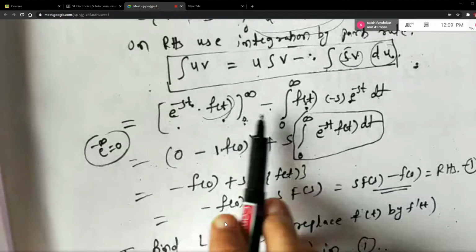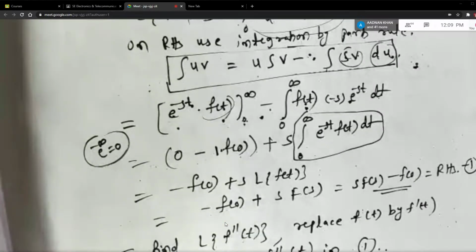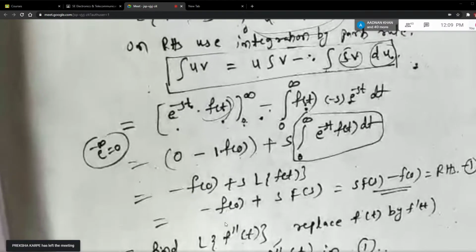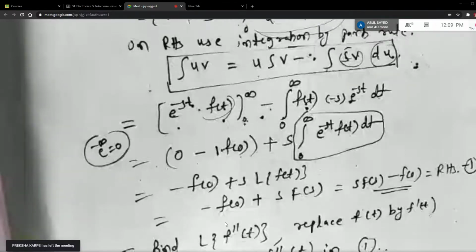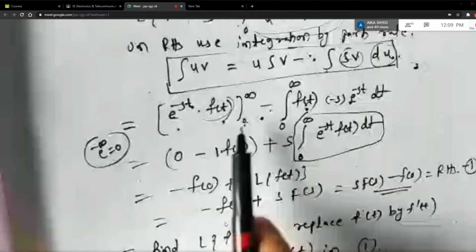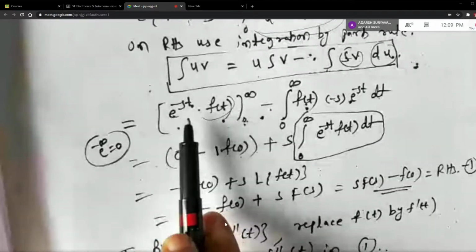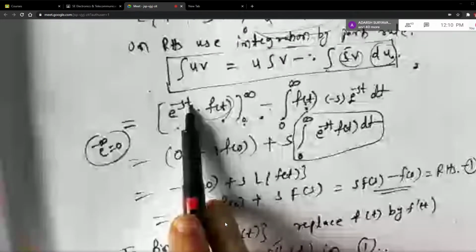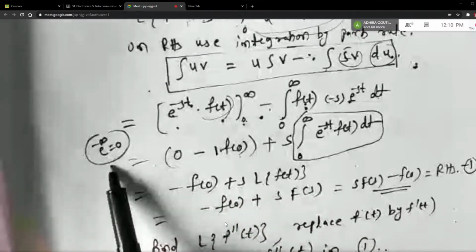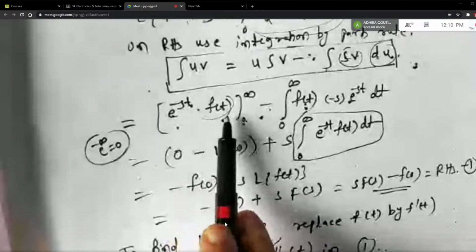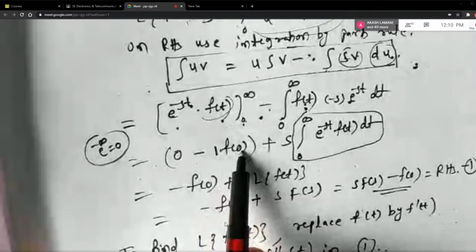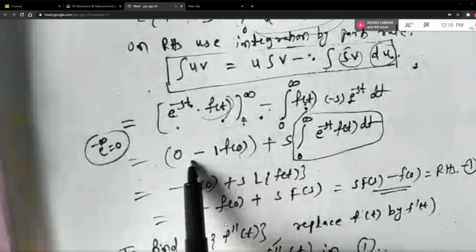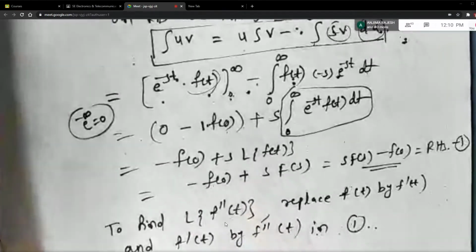Now, whenever you are solving a definite integral, meaning whenever there are limits of integration, we don't go for the constant of integration. Plus c we don't use. In place of that, we substitute the limits. When I replace t by the upper limit, infinity, anything raised to minus infinity is 0. When I replace t by the lower limit 0, anything raised to 0 is 1, and f of t becomes f of 0. So this bracket is 0 minus f of 0.